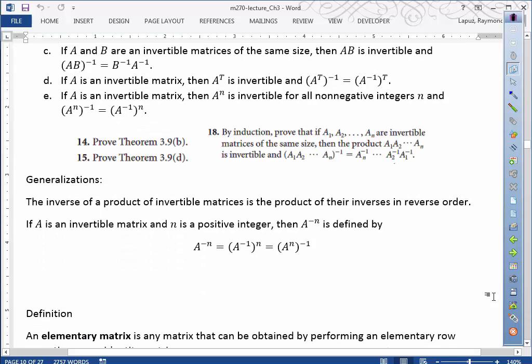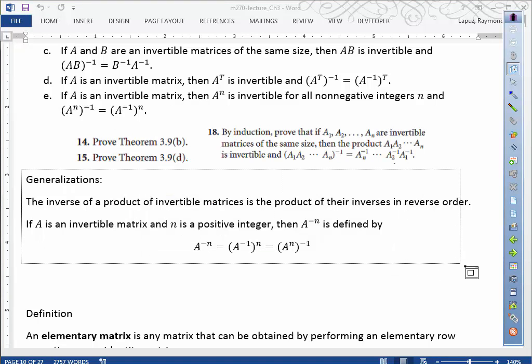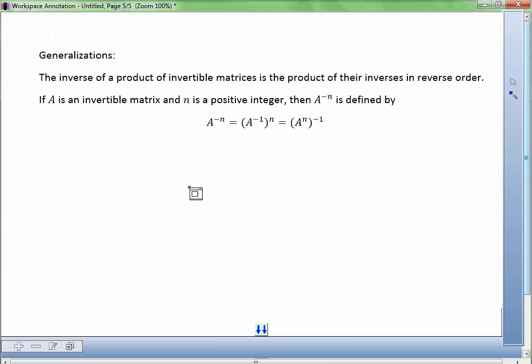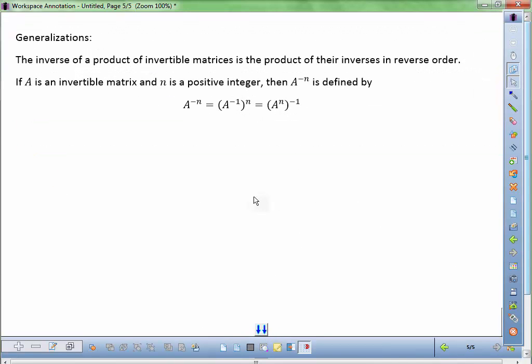Okay, so I was talking about the negative property, and this is what Becca was asking earlier. I think I might not have answered her correctly about the negative power. I think I said the negative power doesn't exist. So here we have a generalization. The negative power actually works as an inverse for matrices. So the inverse of a product of invertible matrices is a product of their inverses in reverse order.